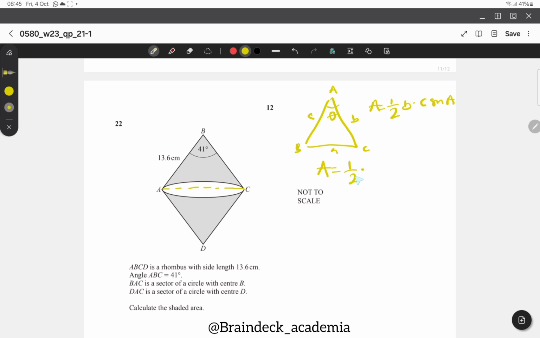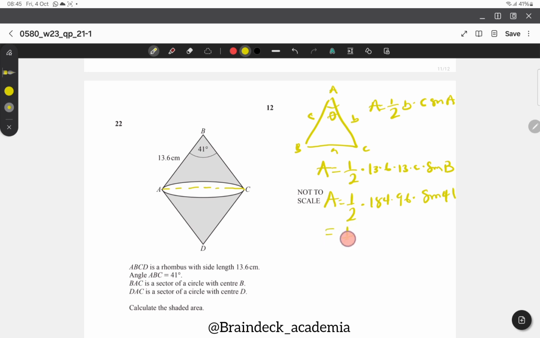So to solve this, we say 1 over 2 times the face BA, which is 13.6, and the face BC, which is also 13.6, then times sine big B, since the angle we are talking about is not the face AC, but sine big B. You understand? So this will now be A equal to 1 over 2, 13.6 times 13.6 will be what? 13.6 times 13.6 will give us 184.96, then sine big B is sine 41.